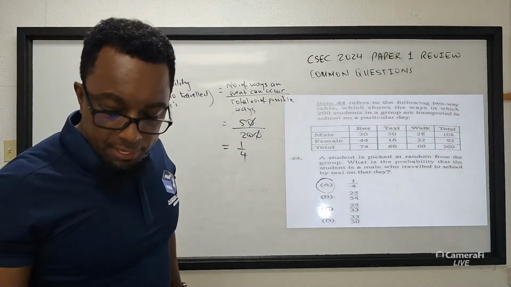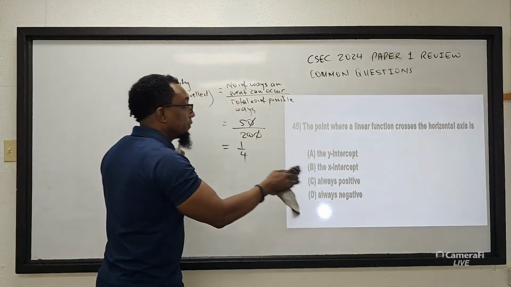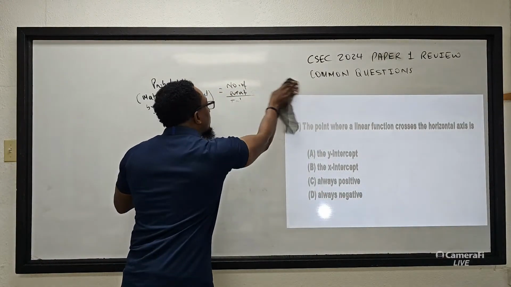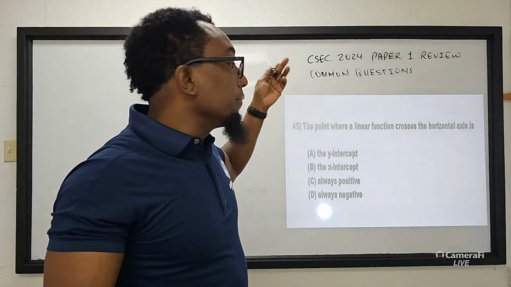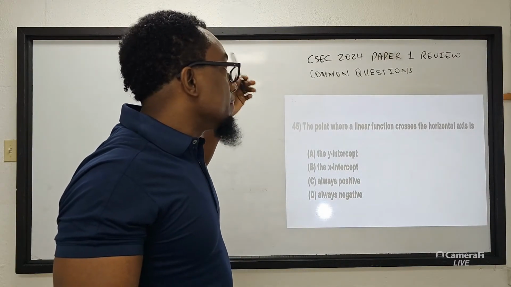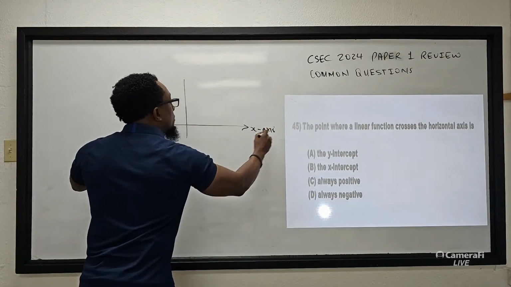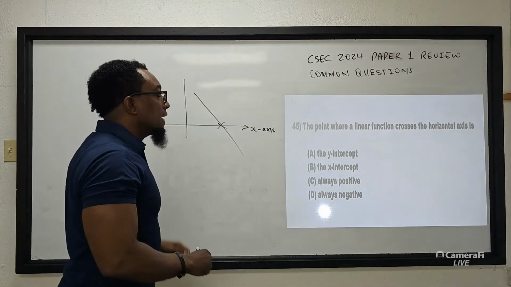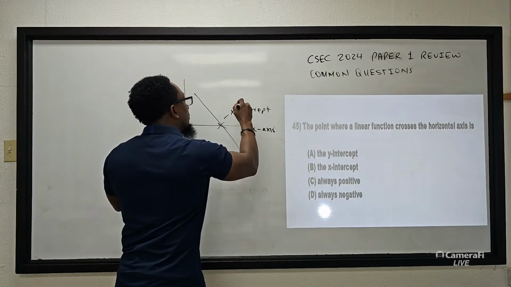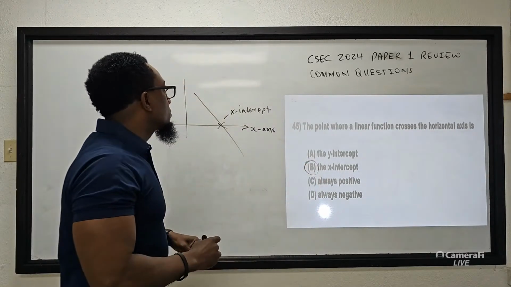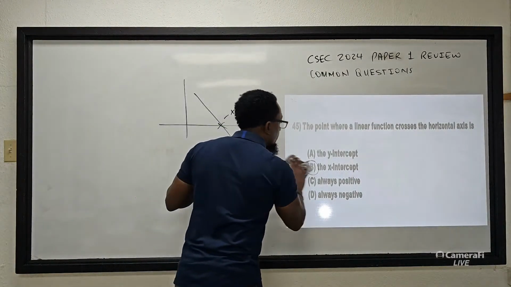Okay? Let's look at 45. This one is real common. I'm sure you may see this tomorrow. This is a very, very common one. The point where a linear function crosses the horizontal axis, which is the x-axis, is known as your x-intercept. So the answer is B. That's your x-intercept when it crosses the horizontal axis. So let's look at 46.